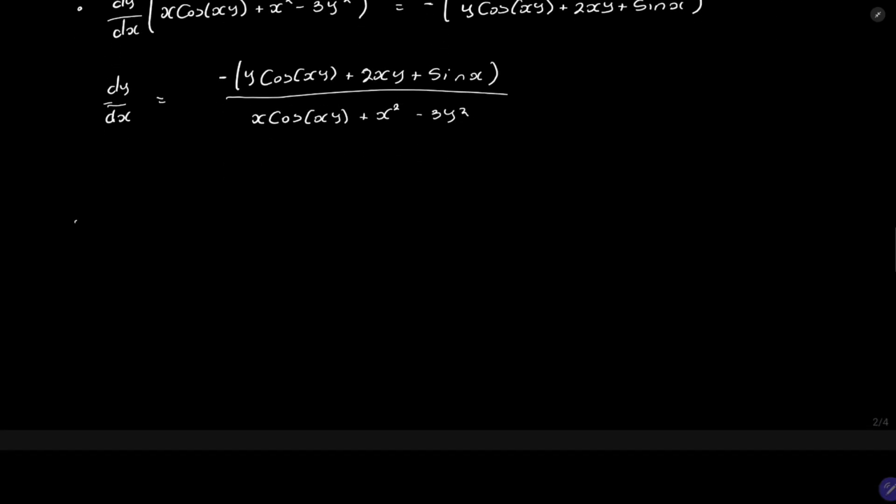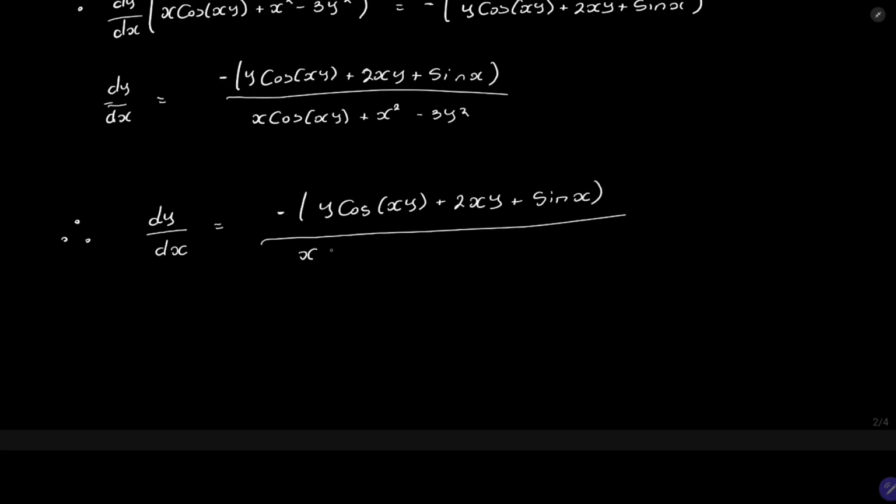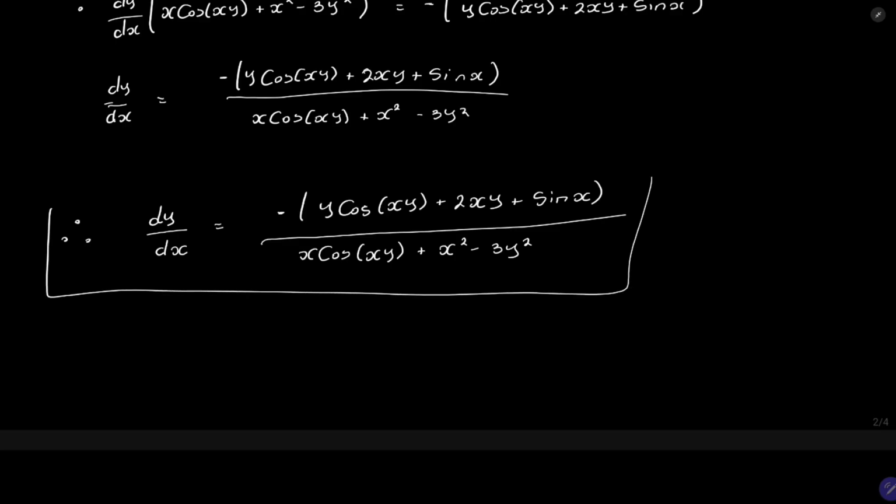So we can then conclude, therefore, the derivative of y with respect to x, that is dy/dx, gives us the function negative in bracket y cos xy plus 2xy plus sine x bracket close, all divided by x cos xy plus x squared minus 3y squared. We box our answer.